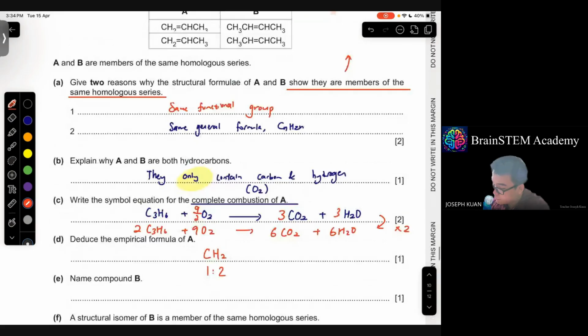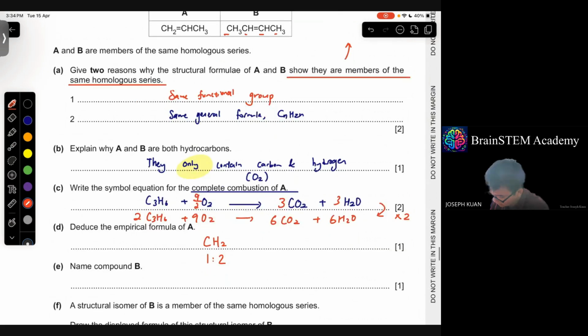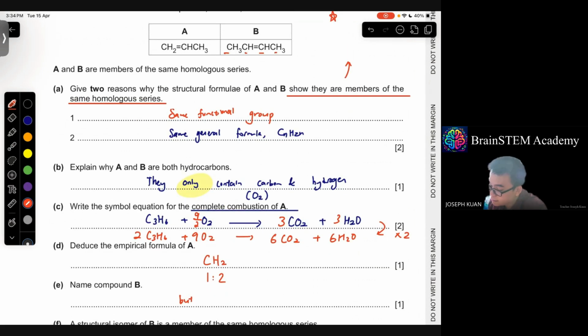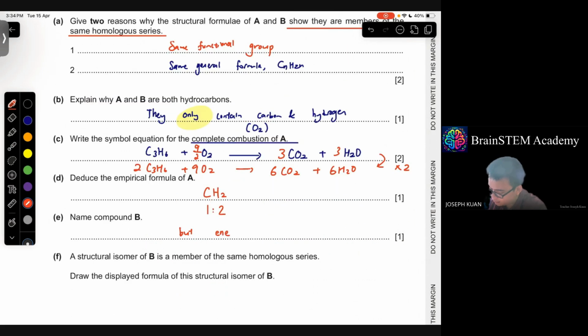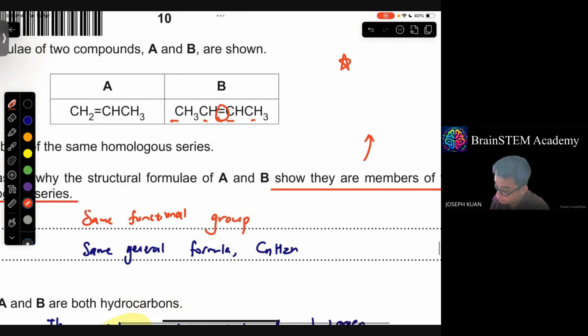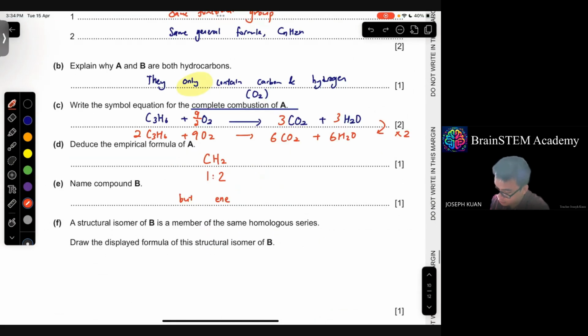Now, name compound B. Compound B has 4 carbons, so it's a but. It starts with the letter but. Then it's an alkene, so it ends with ene. And the next thing that most students overlook is the position of the double bond. The carbon-carbon double bond is located on the second carbon. So it's called but-2-ene.